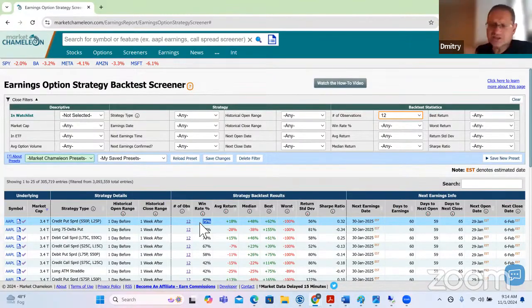Okay, and keep in mind, this is history. It doesn't mean that's going to happen exactly like that going forward. We're just looking at a historical view of what happened. Okay, but that tended to happen more often than not. 75% of the time, that resulted in a profit.